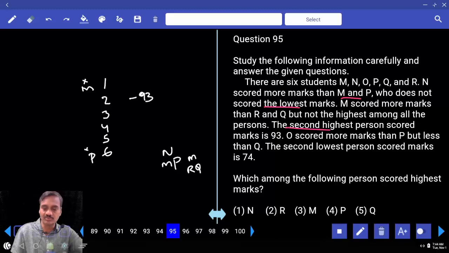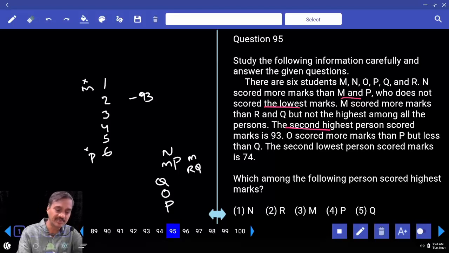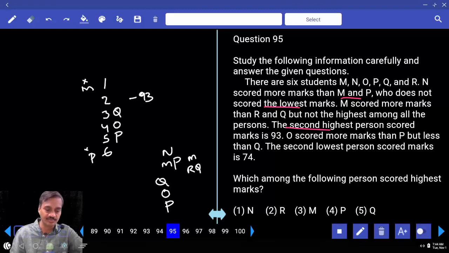And O scored more marks than P. O is more than P. O scored more marks than P but lesser than Q. O is lesser than Q. Kanuka Q, O, P. And P cannot be 6th place. As P cannot be 6th place, Q, O, P. Saripenda? We have done Q, O, P.